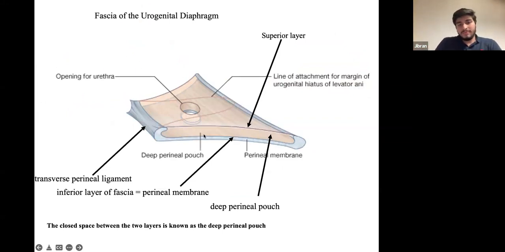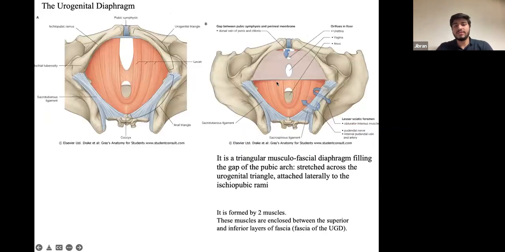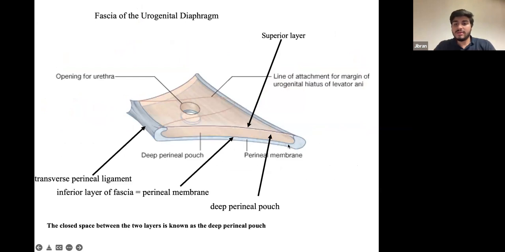Now, the urogenital diaphragm isn't just any old diaphragm. It actually has two layers, a superior layer and an inferior layer. The inferior layer is also known as the perineal membrane, and it folds on the sides. Anteriorly, it folds into the transverse perineal ligament, which is this one. Posteriorly, it folds and connects to some of the fascia that we're going to study later on.